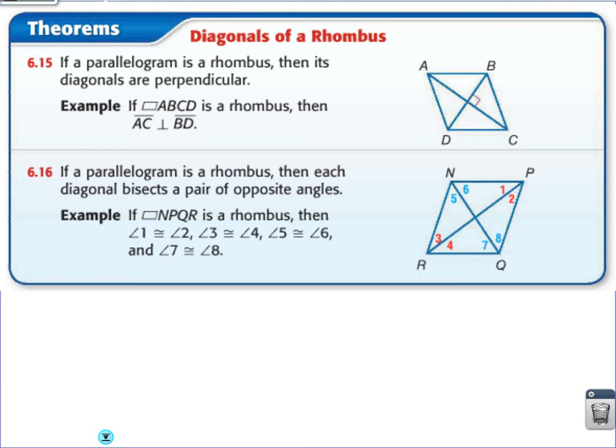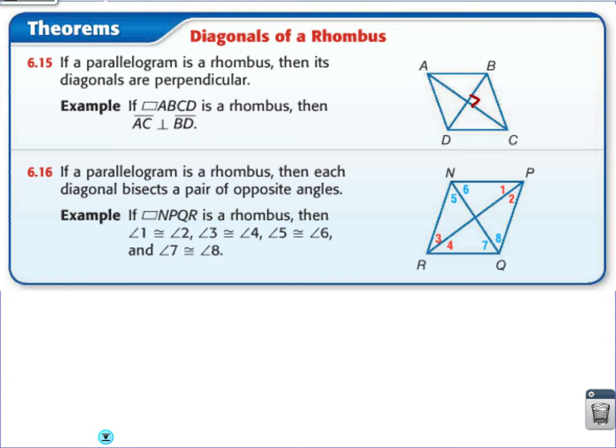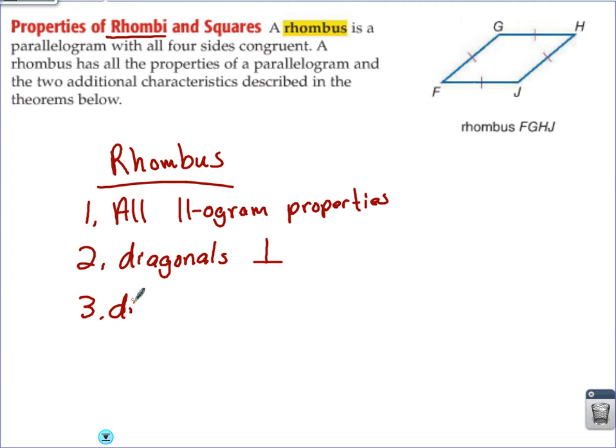The second property of a rhombus, now let's go to the next slide. If a parallelogram is a rhombus, then the diagonals are perpendicular. So, diagonals are perpendicular. And your third and last property, if a parallelogram is a rhombus, then each diagonal bisects a pair of opposite angles. So diagonals bisect all angles.